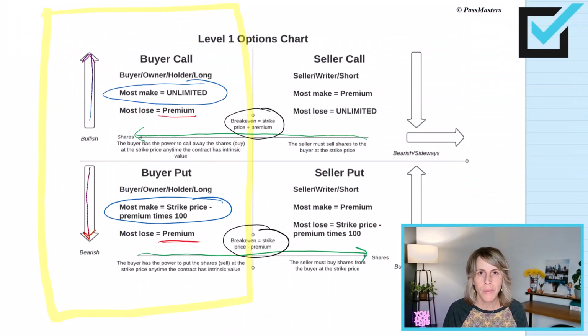These can be a lot. Know the level 1 options chart. Know all of the directions of the arrows. Know the most you can lose when you buy anything is the premium that you paid. So that is the person that has the power in the options contract, the buyer of the option. The next video I'll do will be the seller of the option.